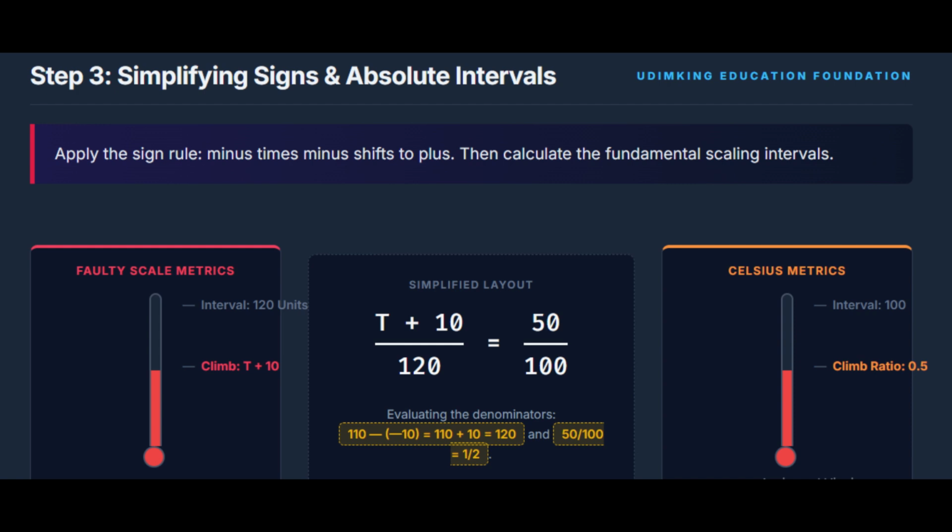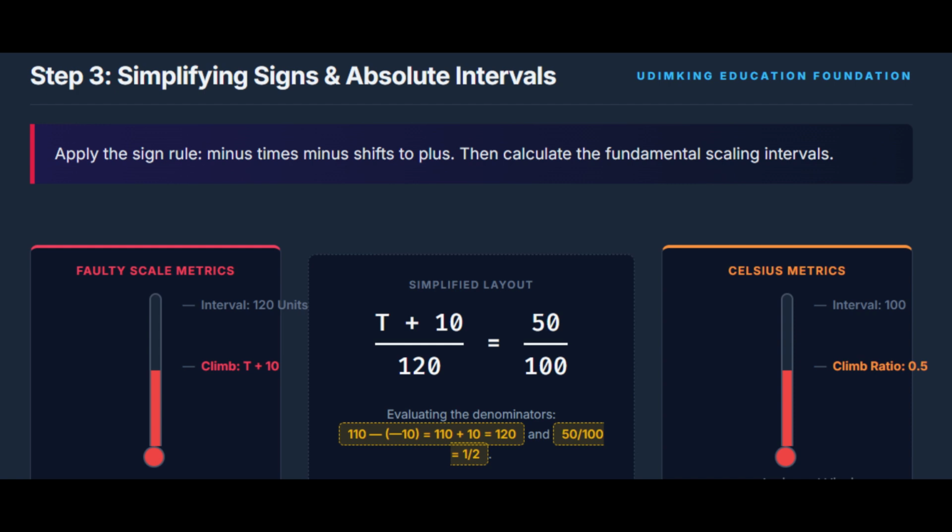Now look at the right side of the system. 50 divided by 100 reduces cleanly to 0.5, or exactly 1/2. Our simplified balance equation stands complete. T plus 10 over 120 equals 1/2.